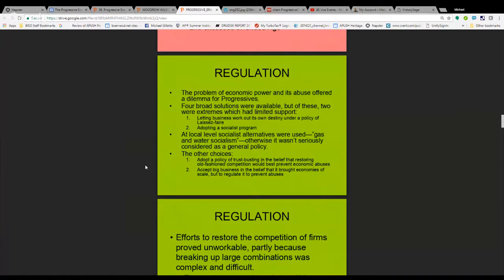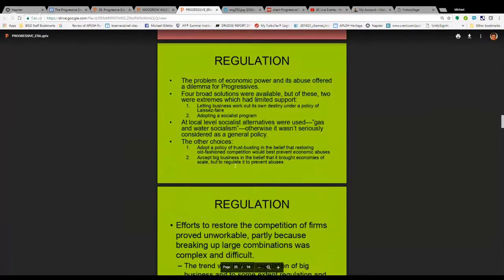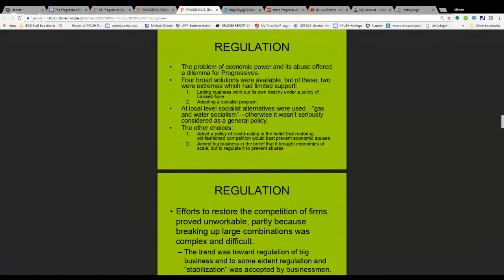And the 2 processes by which progressives are going to do this, we're going to see today. One is going to be trust busting, in the belief that restoring old-fashioned competition would be the best way to restore competition to the economy and to prevent economic abuses. And two, accepting big businesses as they are, but regulating them to the point where abuses are prevented. And so we want to understand the driving force behind government regulation of the economy, of these giant corporations, trusts, and monopolies. Okay.